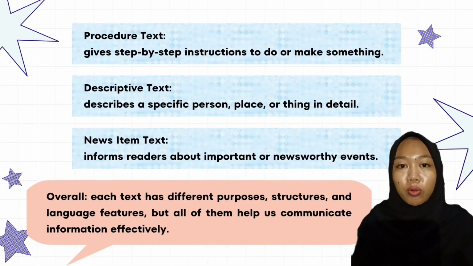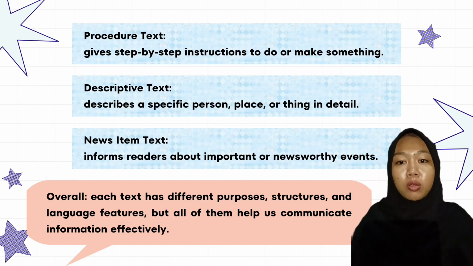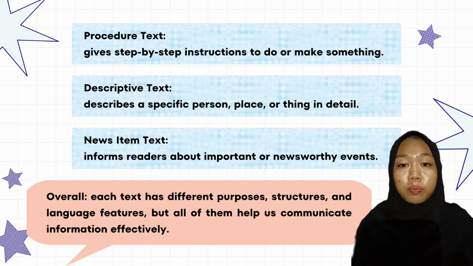Okay, now I would like to conclude the explanation of 3 types of text. Procedure text gives step-by-step instruction. Descriptive text describes a specific person, place, or thing in detail. News item text informs readers about important events. Each text has different purposes, structures, and language features, but all of them help us communicate information effectively.